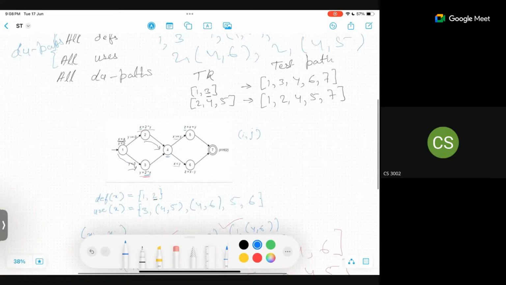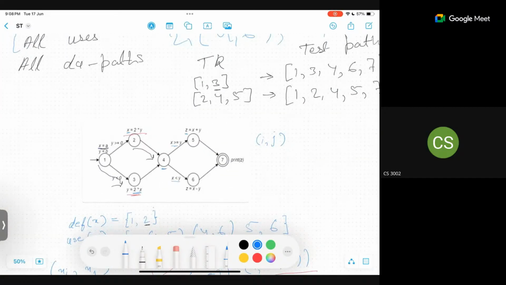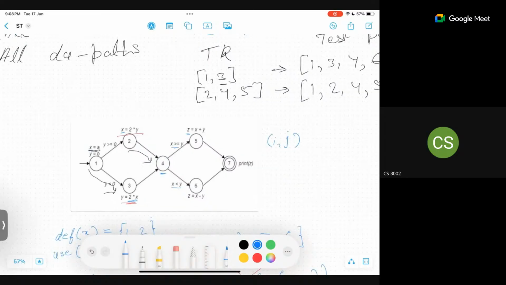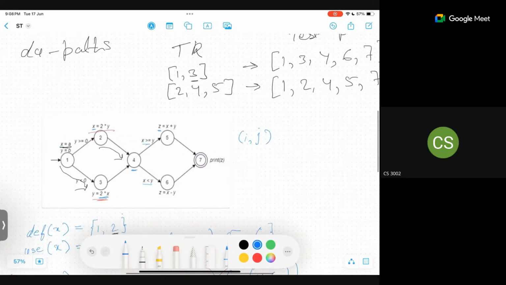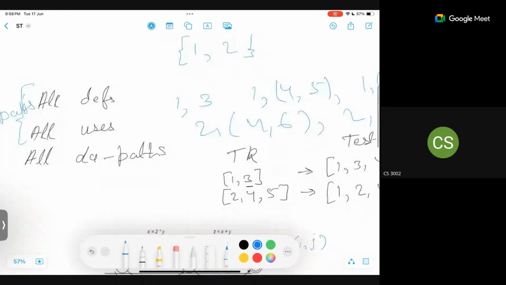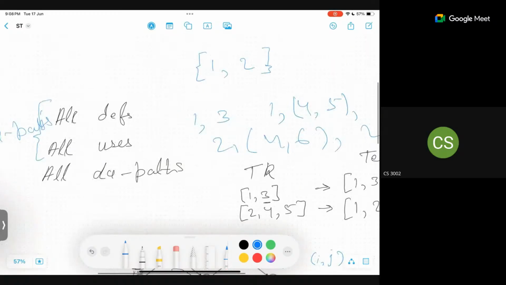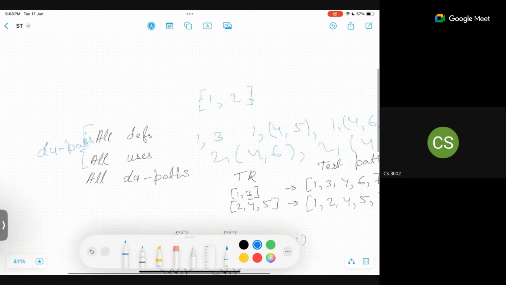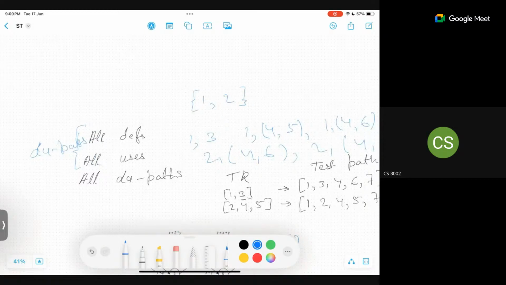I'm not sure if we have an example. Yeah, we have it here only. So for example, what happens to all du paths is, these two are clear first of all, right? All defs and all uses, is that okay up until now? Before going to the third one, I'll just take a moment to understand if this is clear. Any questions on defs and uses?